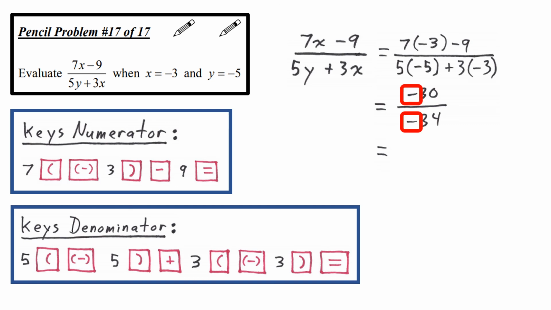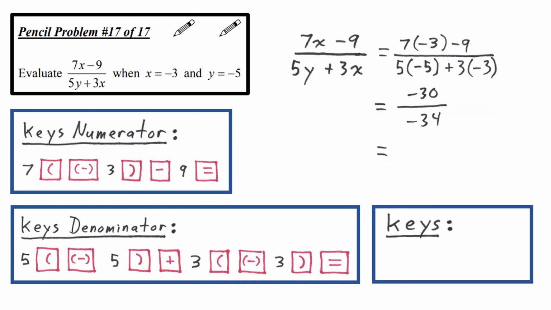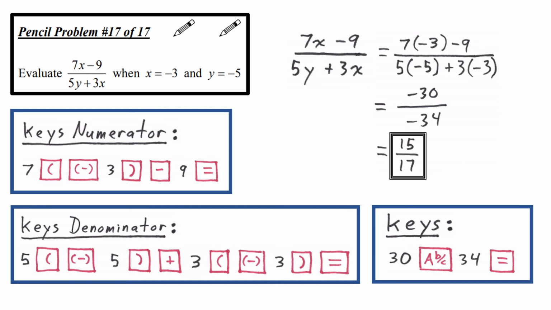Notice that there's a negative over a negative. Our calculator, if we go to use it to help us simplify, does not allow for negatives in the denominator. So it's best that we remember a negative divided by a negative is a positive. So we'll simplify that on our own. But recall we don't have to write the positive, so I'll erase it. The keys are typing 30, the fraction button, 34, and then equals, which gives us 15/17. And that's our final answer.